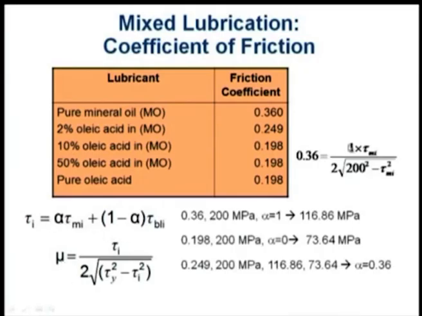It said in the third case, when the coefficient of friction is 0.249, substitute 0.249. Tau I is not known to us, so express tau I in terms of mu, or you can directly interpret the result, and substitute tau I over here. We already know tau m I, which came out to be 116.86. We know tau B L I, which came out to be 73.64. Substitute these values, and I can figure out the value of alpha.